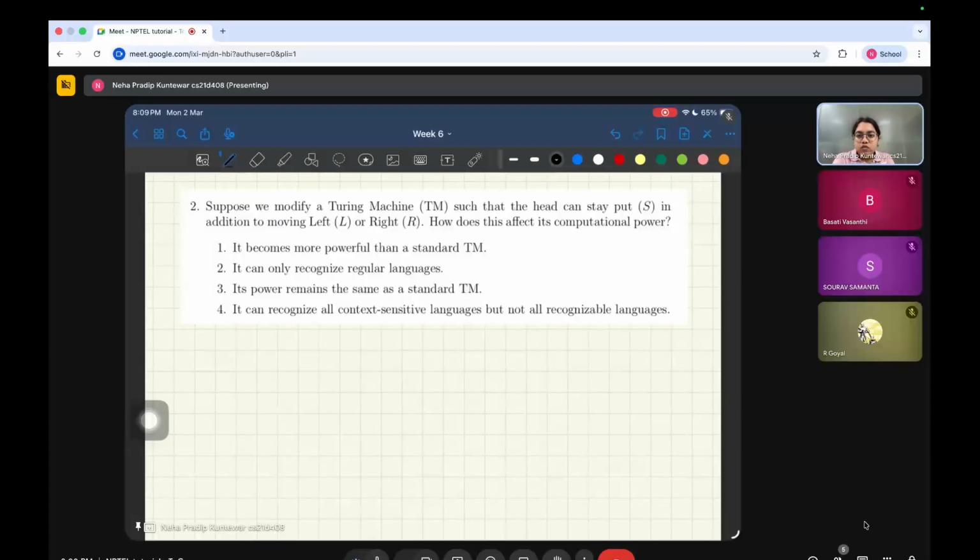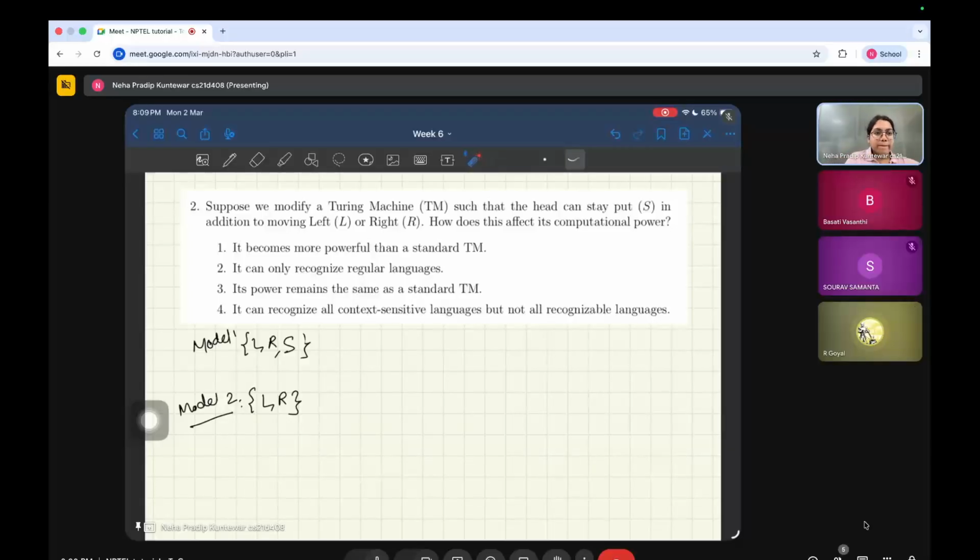So maybe try out this second question. In the original model of Turing machine that we saw today, we had 3 choices. Either you move to the left or to the right, or you stay in the same position. Now let's say I modify this and I only allow you to go to the left or right. This is model 1, model 2. The question is whether this is lesser powerful or more powerful, or which of these statements is more applicable?